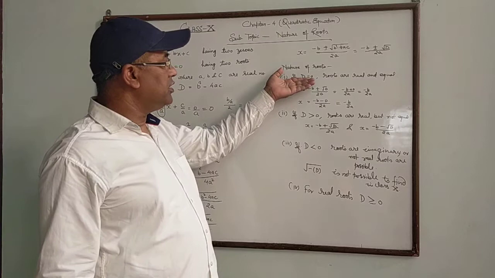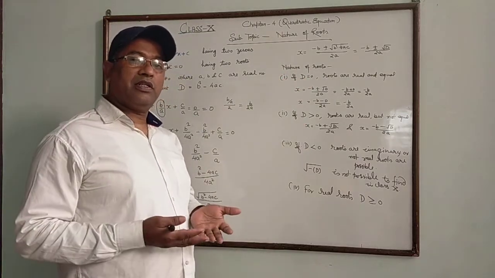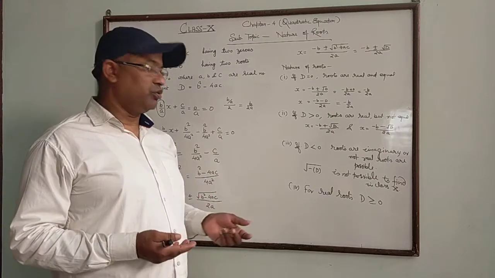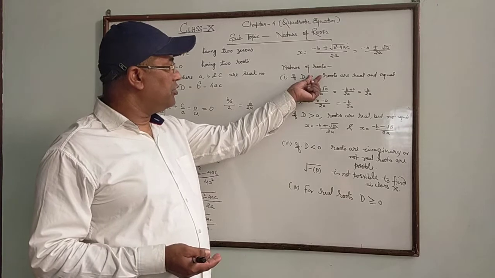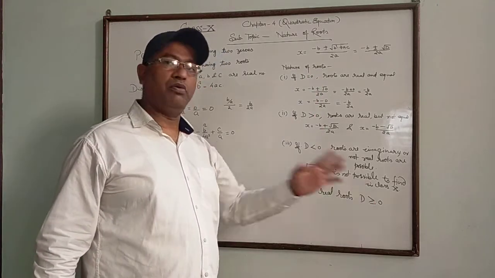When D is equal to 0, D is greater than 0. So in any question, if it is asked for what value of k we find the real roots, you have not applied only this one or only this one; you have to apply both at a time: D is greater than or equal to 0.